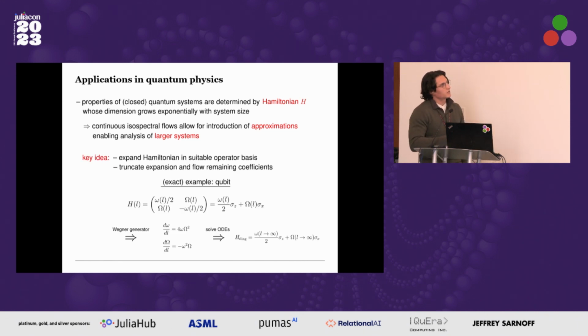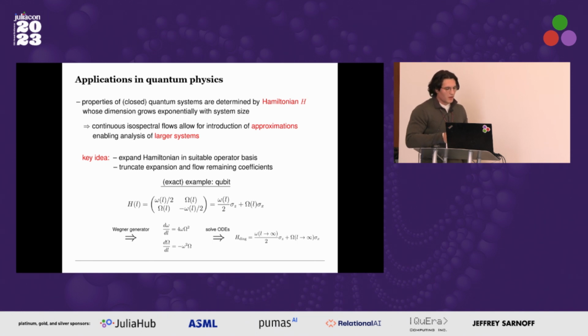the key idea, which is that one expands the Hamiltonian in a suitable operator basis and then truncates this expansion and simply flows the remaining coefficients. Here I'm showing you this for the example of a qubit. The qubit is described by a Hamiltonian, the same matrix you've seen before. Here we can do an exact expansion, so we don't have to introduce any truncation error, and we can expand it in terms of Pauli matrices, sigma z and sigma x. Here the two parameters are w and omega.